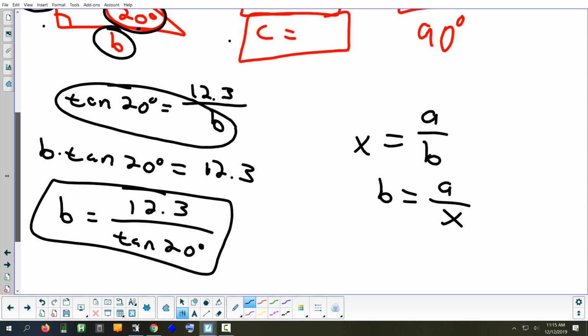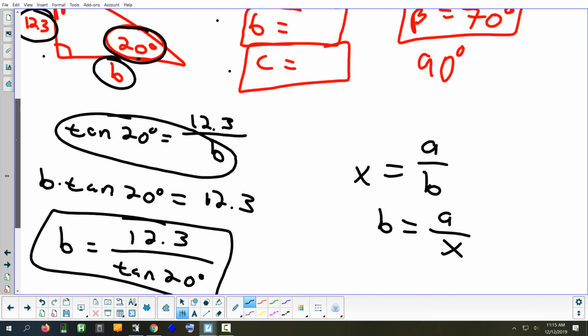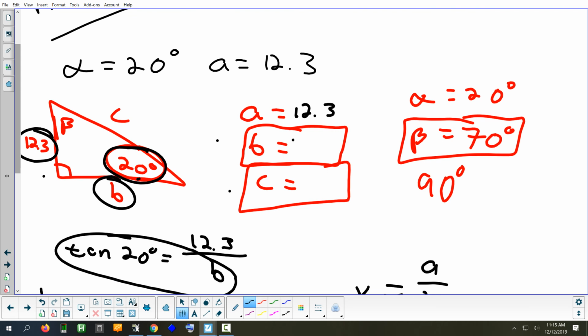Okay. So let's see what that comes out to. 12.3 divided by tangent 20 gives you 33.794, and that was for B. Now, before I find C, can anybody tell me anything about it? I'm thinking of something numeric about it.